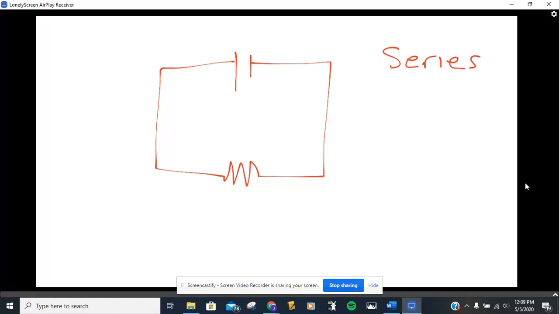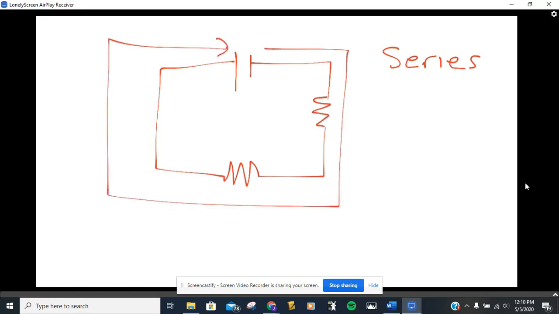So to create a series circuit, all you're going to do is take another resistor, throw it into the circuit somewhere so that they're still in a complete line with each other, so that the electricity is flowing in one single loop. The more resistors you throw in there, the more the resistance should be, which in turn means that your current should go down.